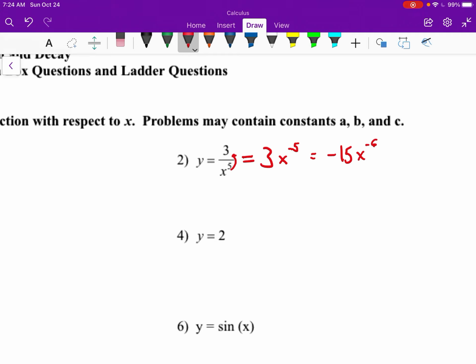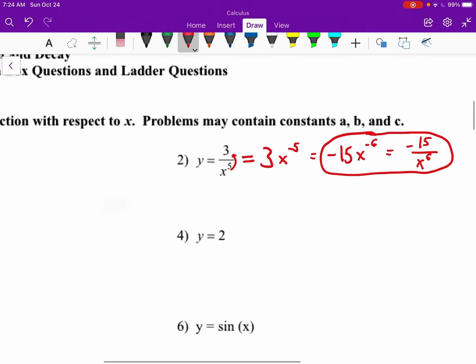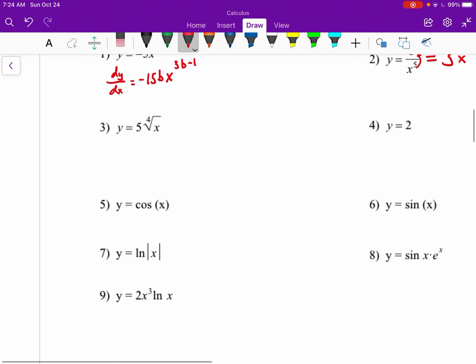If you don't want to have the negative exponent, you can move that back into the denominator, and we would have x to the 6th. So either one of these two answers is acceptable. Number 3.